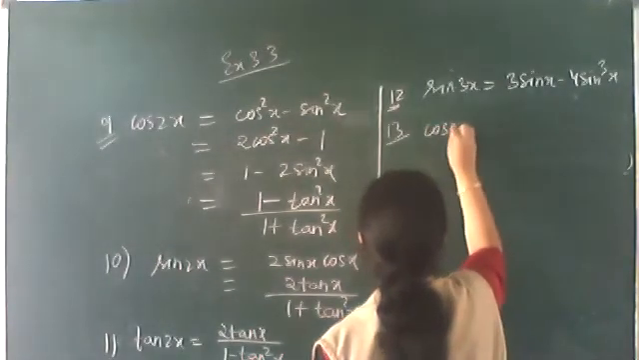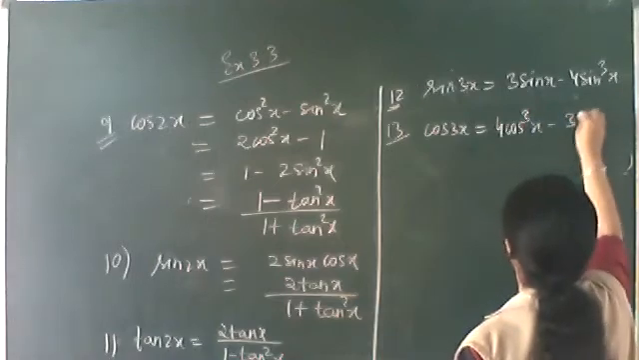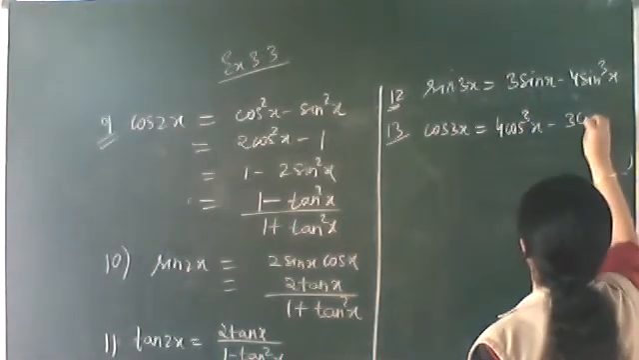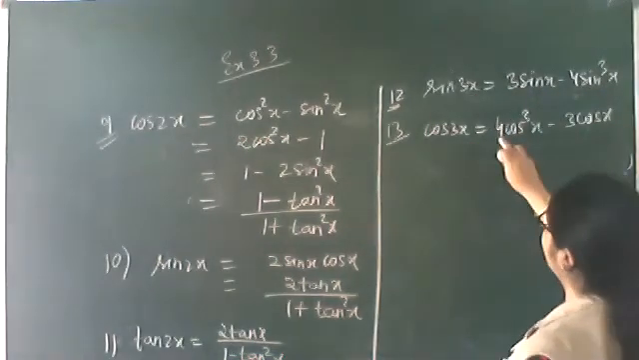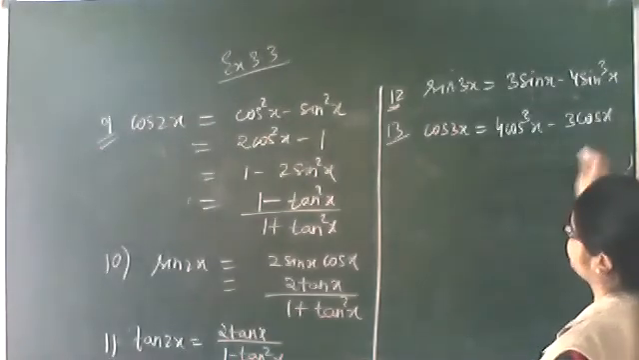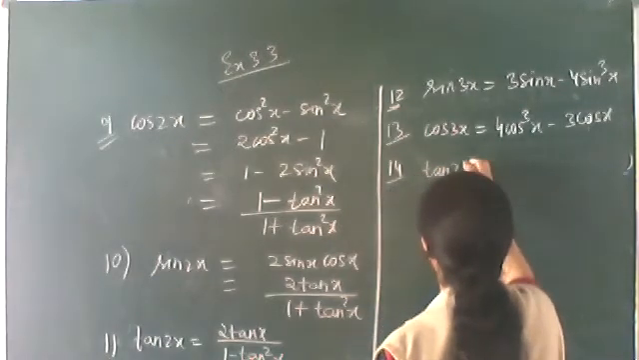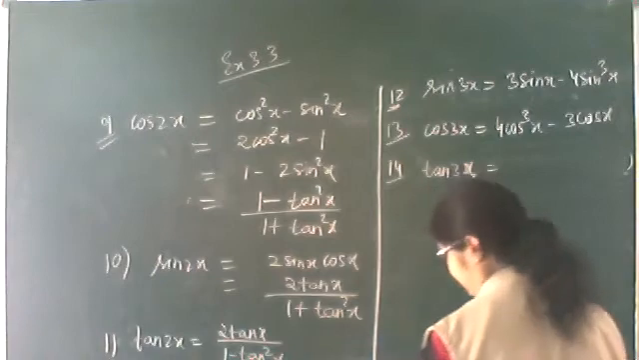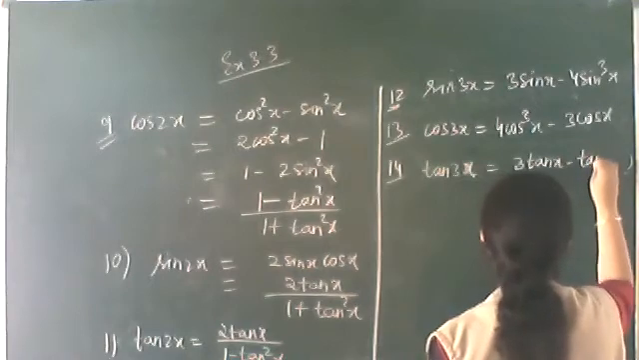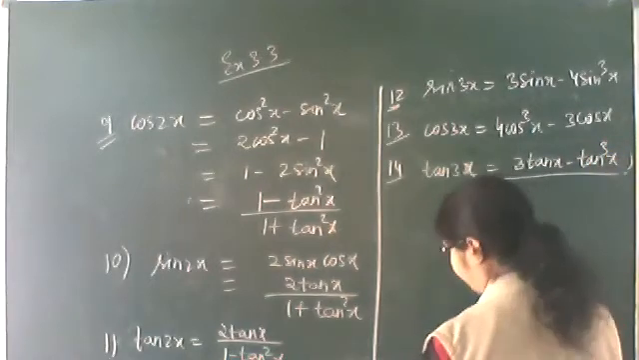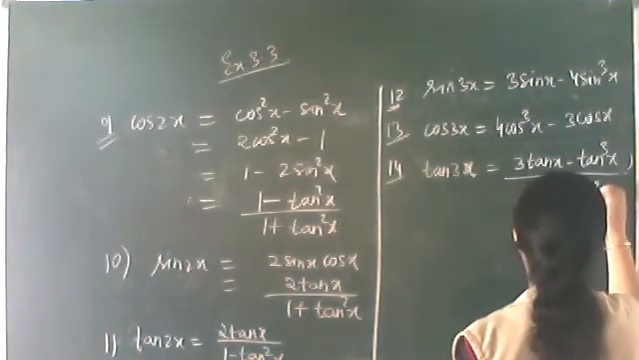Then you have cos 3x. It is just the opposite. You will have 4 cos cube x first minus 3 cos x. Here we had 3 sin x first and 4 sin cube x afterwards. Here we will have 4 cos cube x first, 3 cos x afterwards. Then the 14th is tan 3x. Tan 3x is equal to 3 tan x minus tan cube x upon 1 minus 3 tan square x.